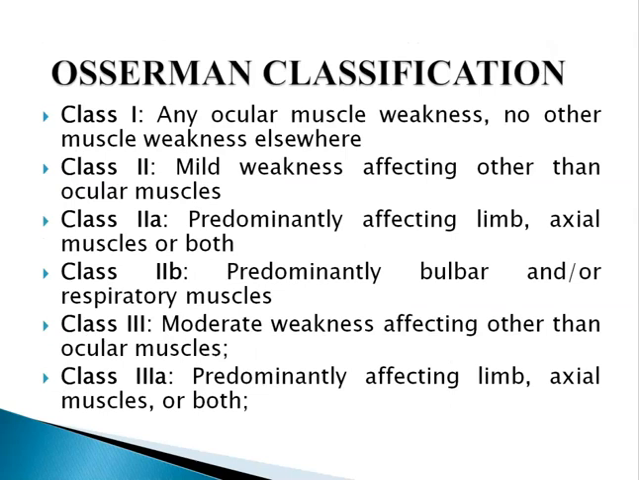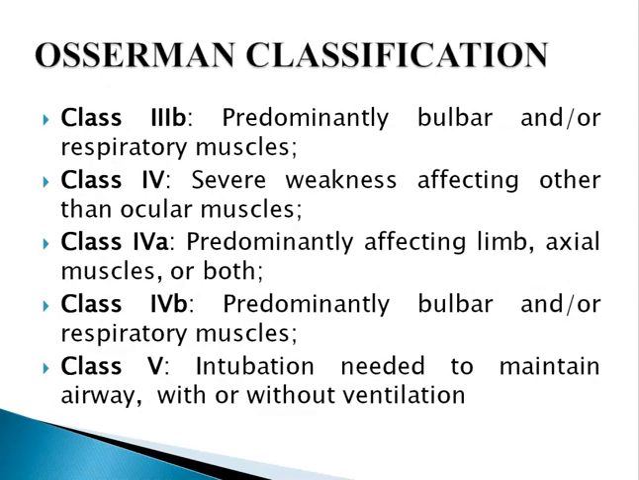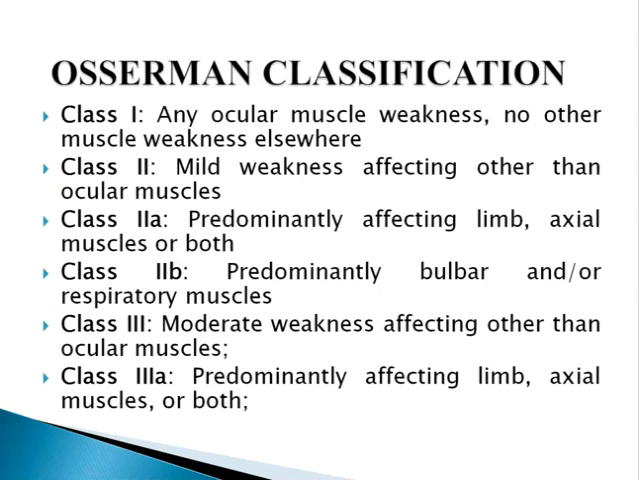Other than this, you can see the repetition of the following. Class 2 is mild weakness other than the ocular muscles. Class 3 is moderate weakness other than the ocular muscles. And class 4 is severe weakness other than the ocular muscles. Once again, it has been repeated.